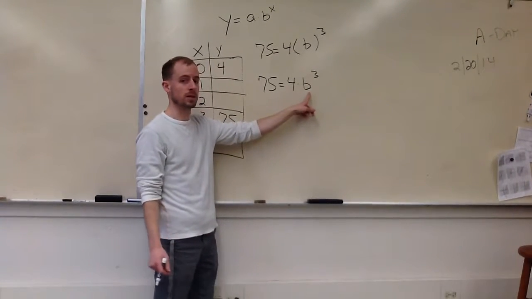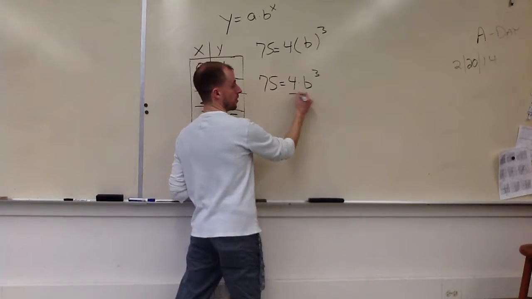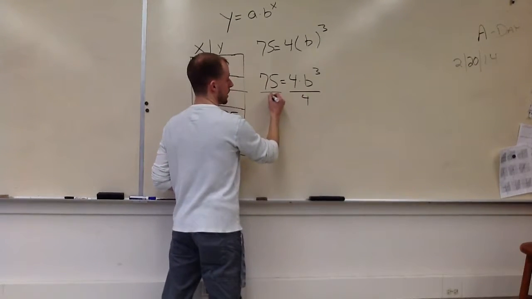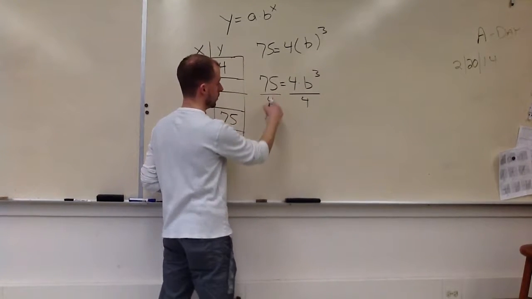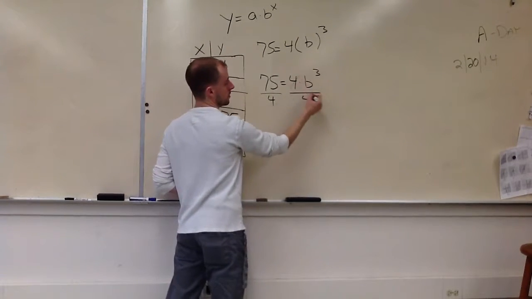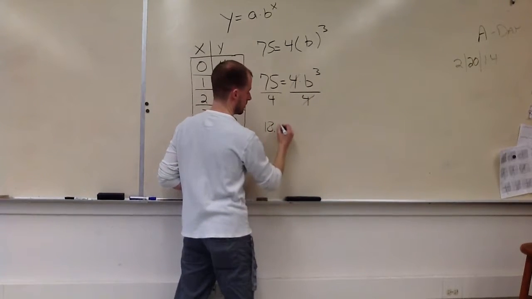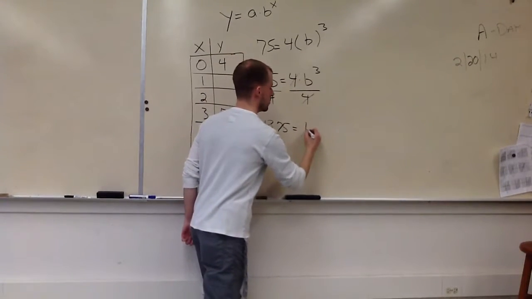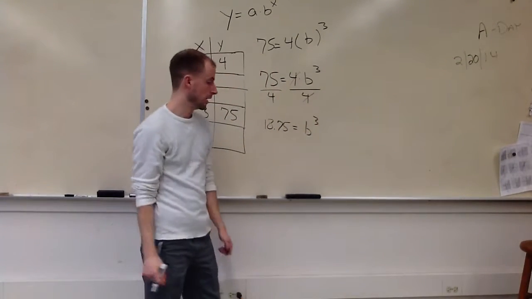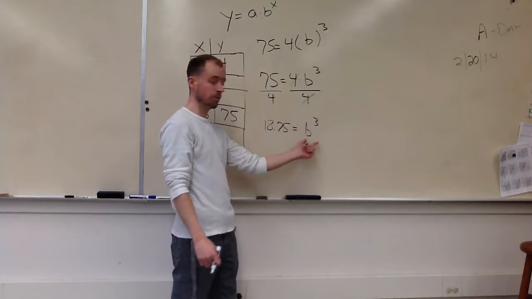So to solve for b, so that we can write our final equation, divide by 4 on both sides. So that would be 75 divided by 4 over here. The 4's here cancel. 75 divided by 4 is 18.75. That equals b cubed. In the past, you've seen like b squared. You haven't seen b cubed, or you've just seen b.